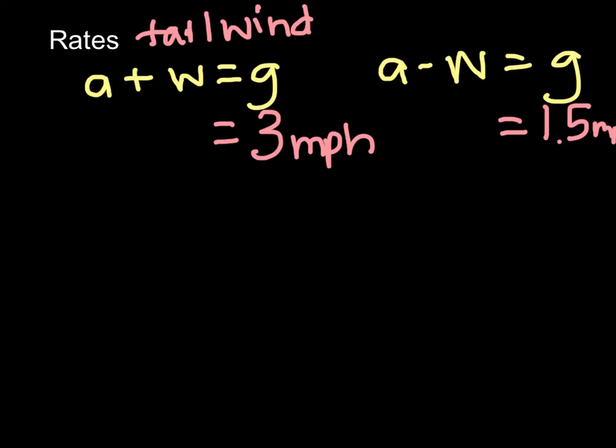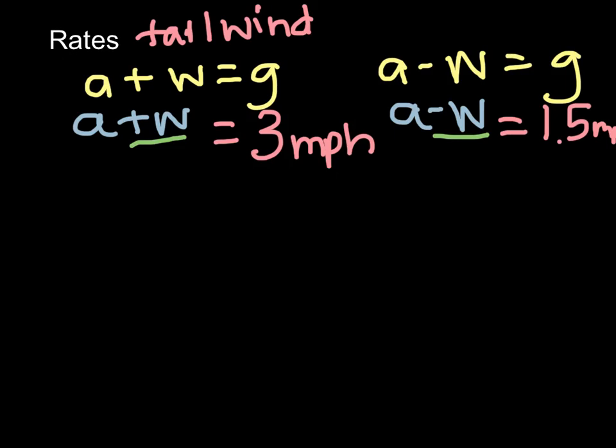Okay? This would be an example of a problem that you would want to use elimination, because if you would add these two equations together, and I'm going to rewrite this, so you have your airspeed plus your wind speed equals 3, and your airspeed minus your wind speed equals 1.5. If you notice this, you have two coefficients that would easily cancel each other out.